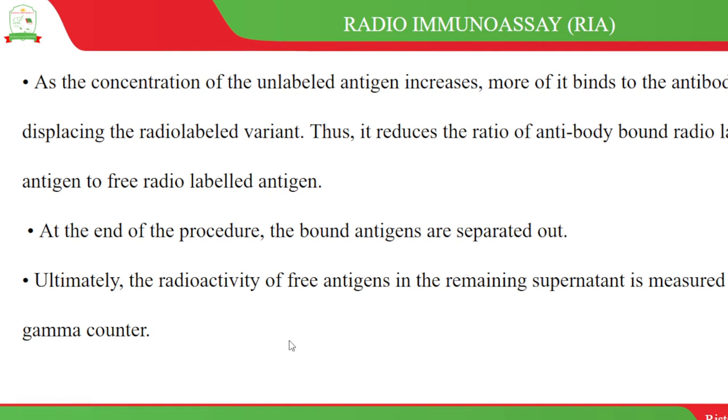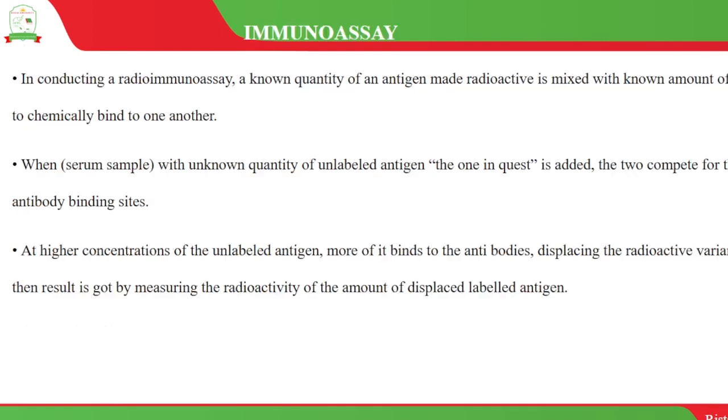So you will be able to get the sample back, separate those that have been bound, and then measure how much of the free antigen is left in the remaining supernatant in your sample. You can do that using a gamma counter.